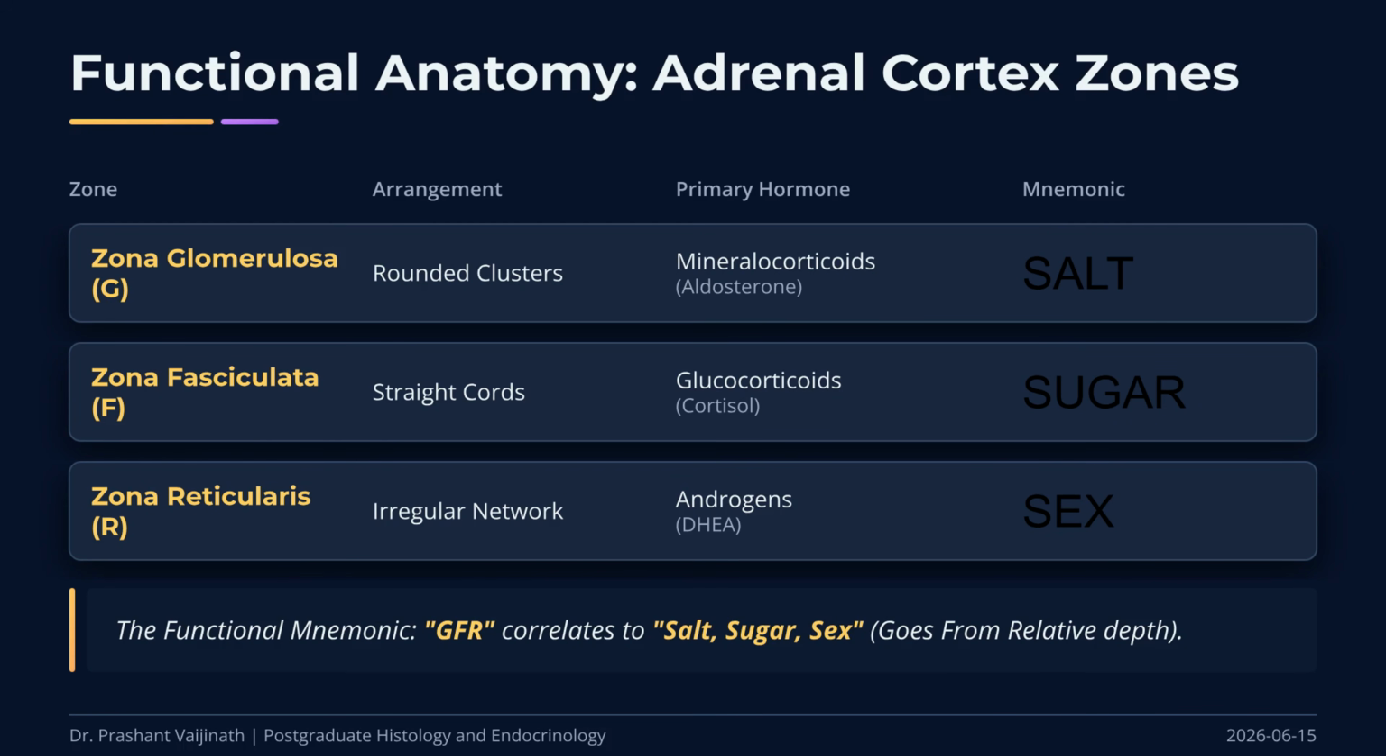A useful mnemonic for remembering these zones is GFR, salt, sugar, sex, where the zona glomerulosa controls salt balance, the zona fasciculata regulates sugar metabolism, and the zona reticularis influences sex hormone production.